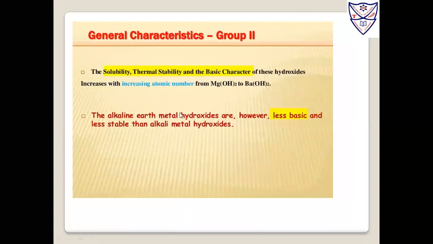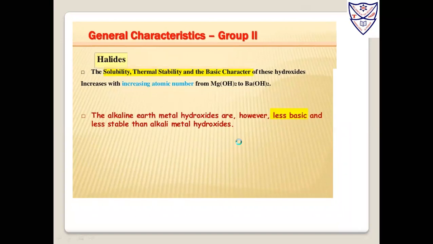So, chemical balancing. The solubility, thermal stability and basic character of these hydroxides increase with the increase in atomic number. As the atomic number increases, all these characteristics also increase. The alkaline earth metal hydroxides are however less basic and less stable than the alkali metal hydroxides.